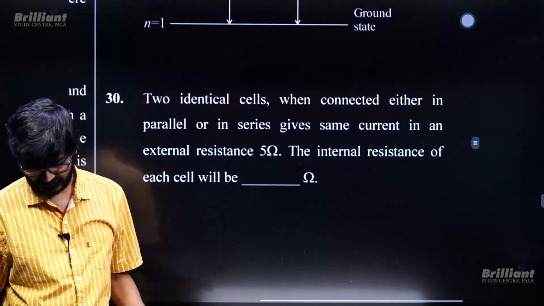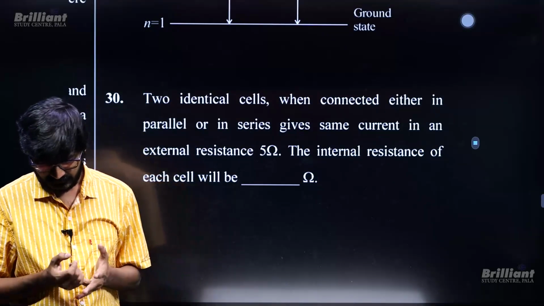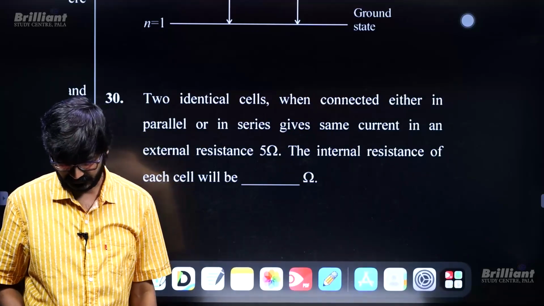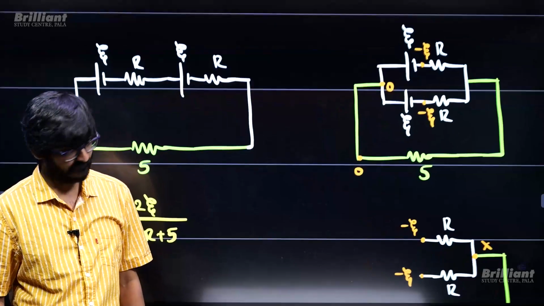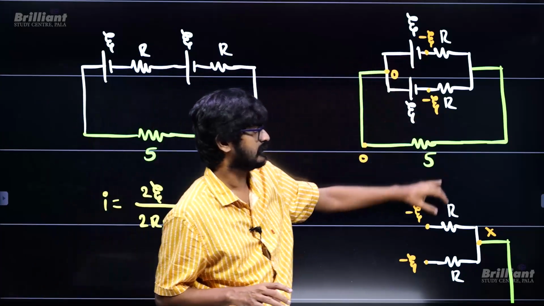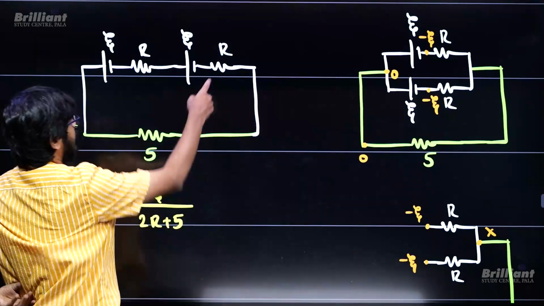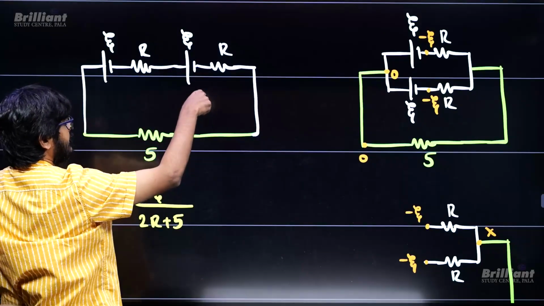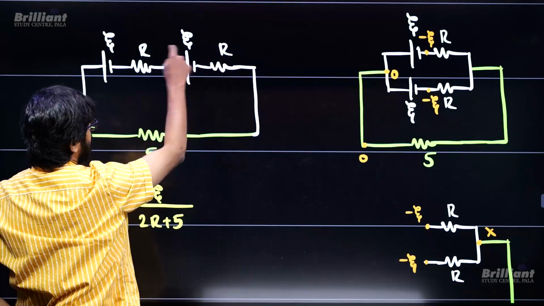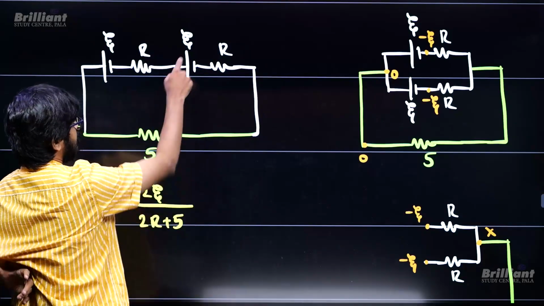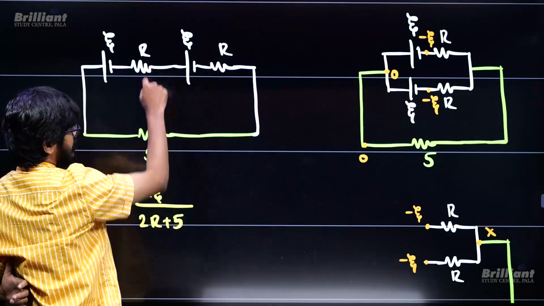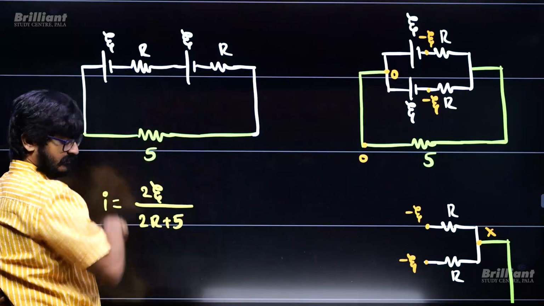Two identical cells are connected either in series or parallel with external resistance 5, and give the same current. The internal resistance of each cell will be? So they are saying whether you connect the external resistance to two cells like this or like this, the current is going to remain same. So I can write a loop equation here. I will be getting E equals to current into this resistance plus this resistance plus this resistance. So 2E equals I into total resistance. These three are kind of in series. I can get this equation by writing the loop equation.